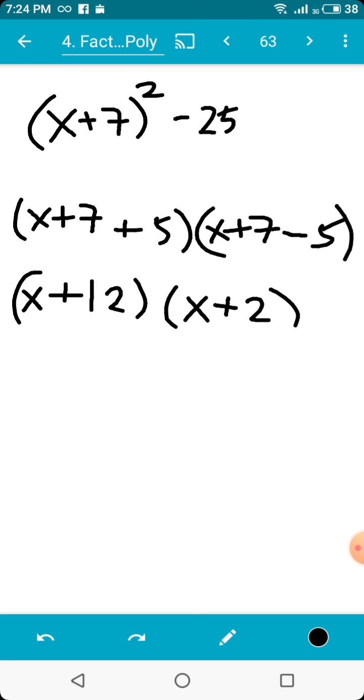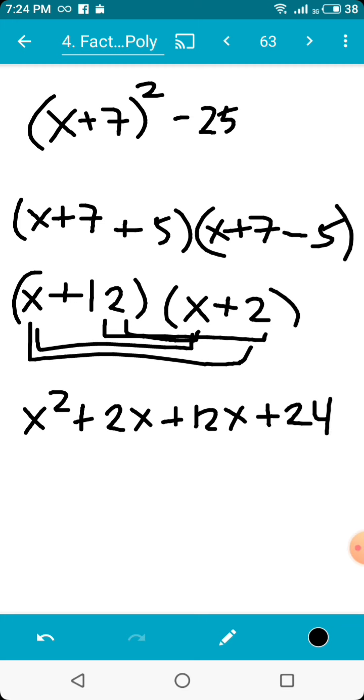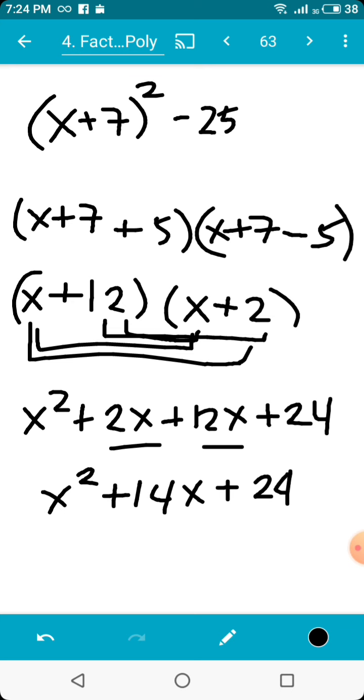Okay? So, for us to double check, let's use the FOIL method. So, x times x, that is x squared. X times 2, that is positive 2x. 12 times x, so that is positive 12x. 12 times 2, that is positive 24. And then combine like terms, so we have now x squared. And then 2x plus 12x, that is positive 14x. And then, just bring down positive 24. Okay, so ito yung product nila.